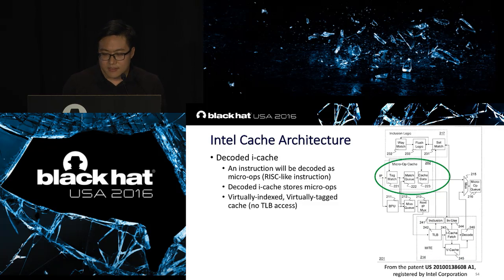And another one is called the decoded I cache, also known as the micro-op cache. While the L1 instruction cache just stores the opcode of x86 or AMD64 instructions, this micro-op cache stores decoded instructions, something like RISC-like instructions. And the important thing is that it is a virtually indexed, virtually tagged cache. So it does not require accessing the TLB. Yeah. And I will describe how this creates a timing side channel in the following.